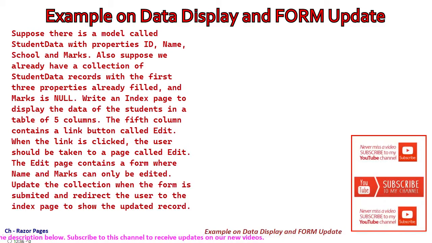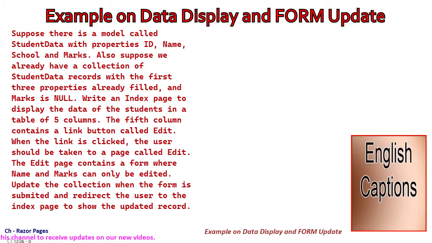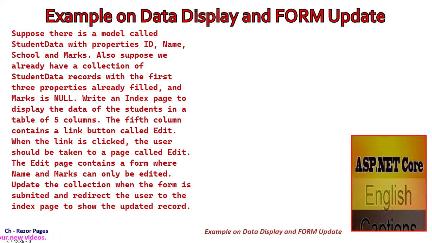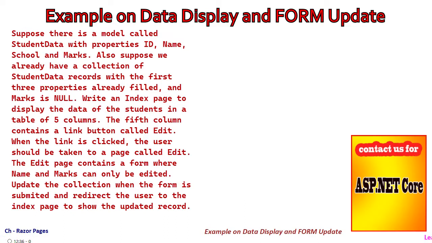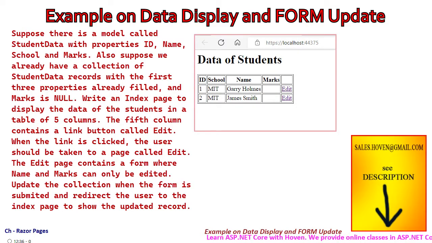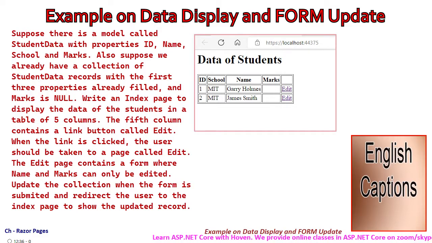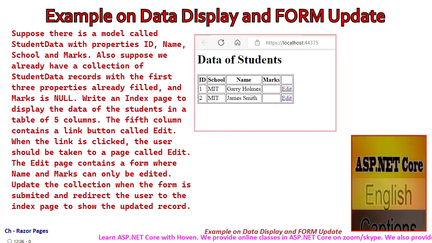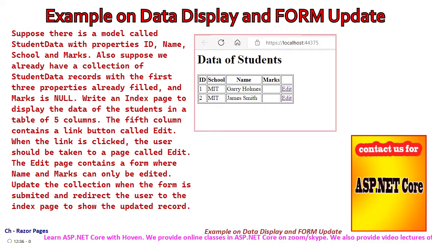Suppose there is a model called student data with properties ID, name, school and marks. Also suppose we already have a collection of student data records with the first three properties already filled and marks is null. Write an index page to display the data of the students in a table of 5 columns. The first 4 will be the properties and the 5th column will contain a link button called Edit.